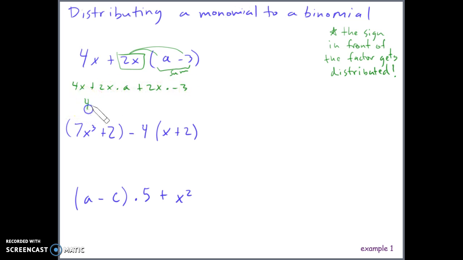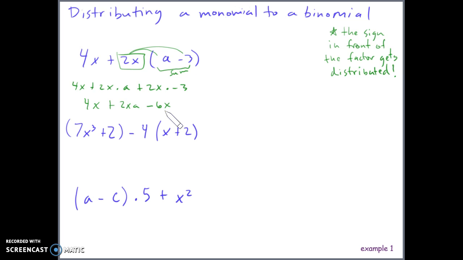We could say, okay, this is the same thing as 4x plus 2xa plus, or we can multiply 2 times negative 3, that's negative 6, so we can say actually minus 6x. So we can simplify it like that, right?